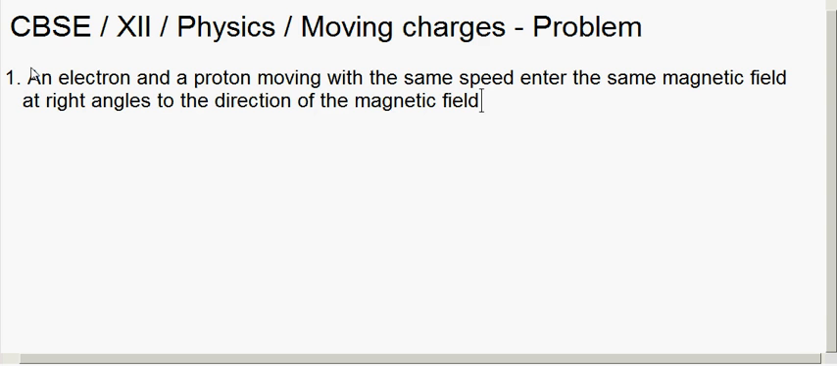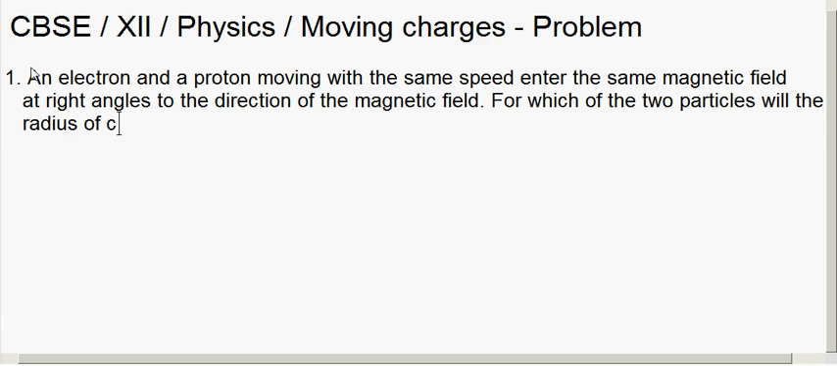For which of the two particles will the radius of circular path be smaller? Let us read the question once again. An electron and a proton moving with the same speed enter the same magnetic field at right angles to the direction of the magnetic field. For which of the two particles will the radius of circular path be smaller?